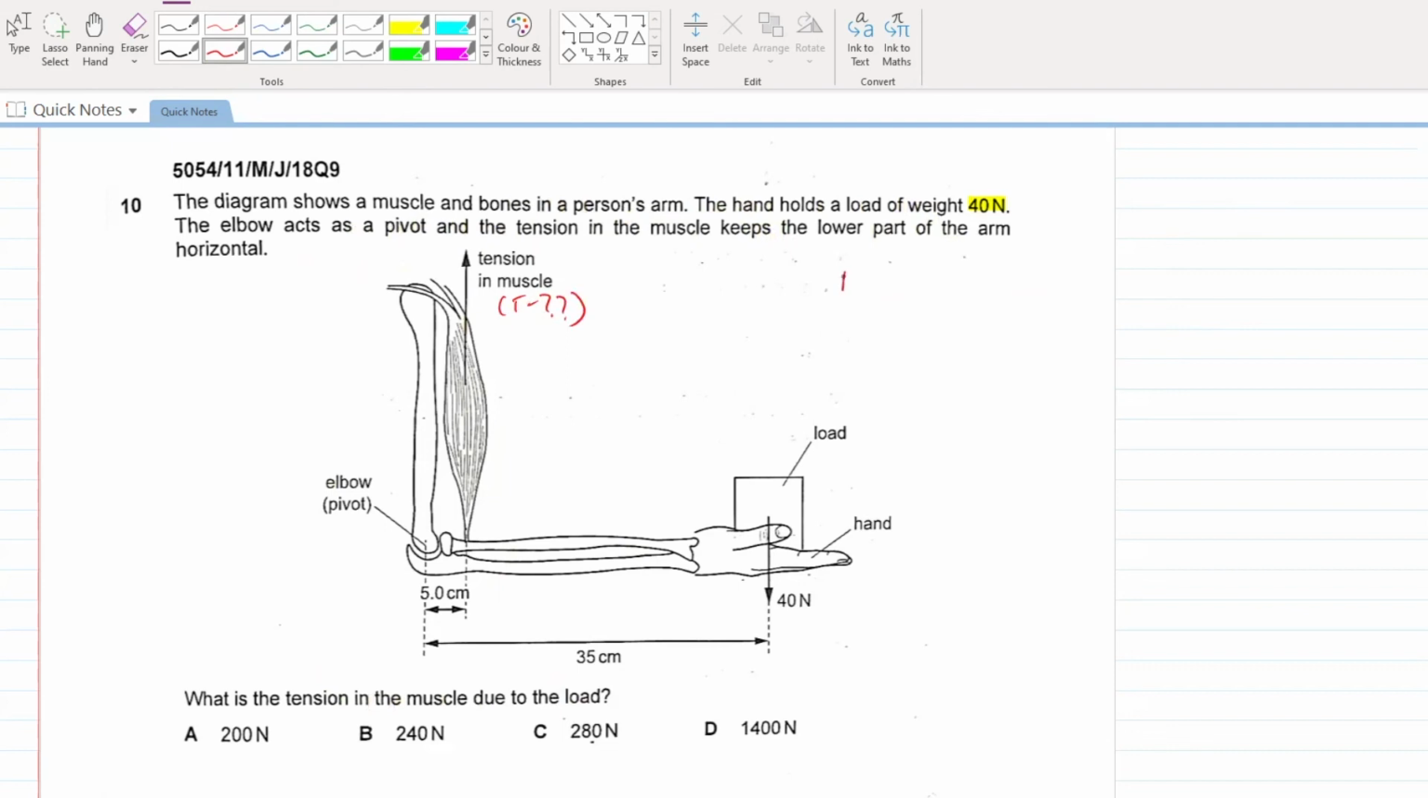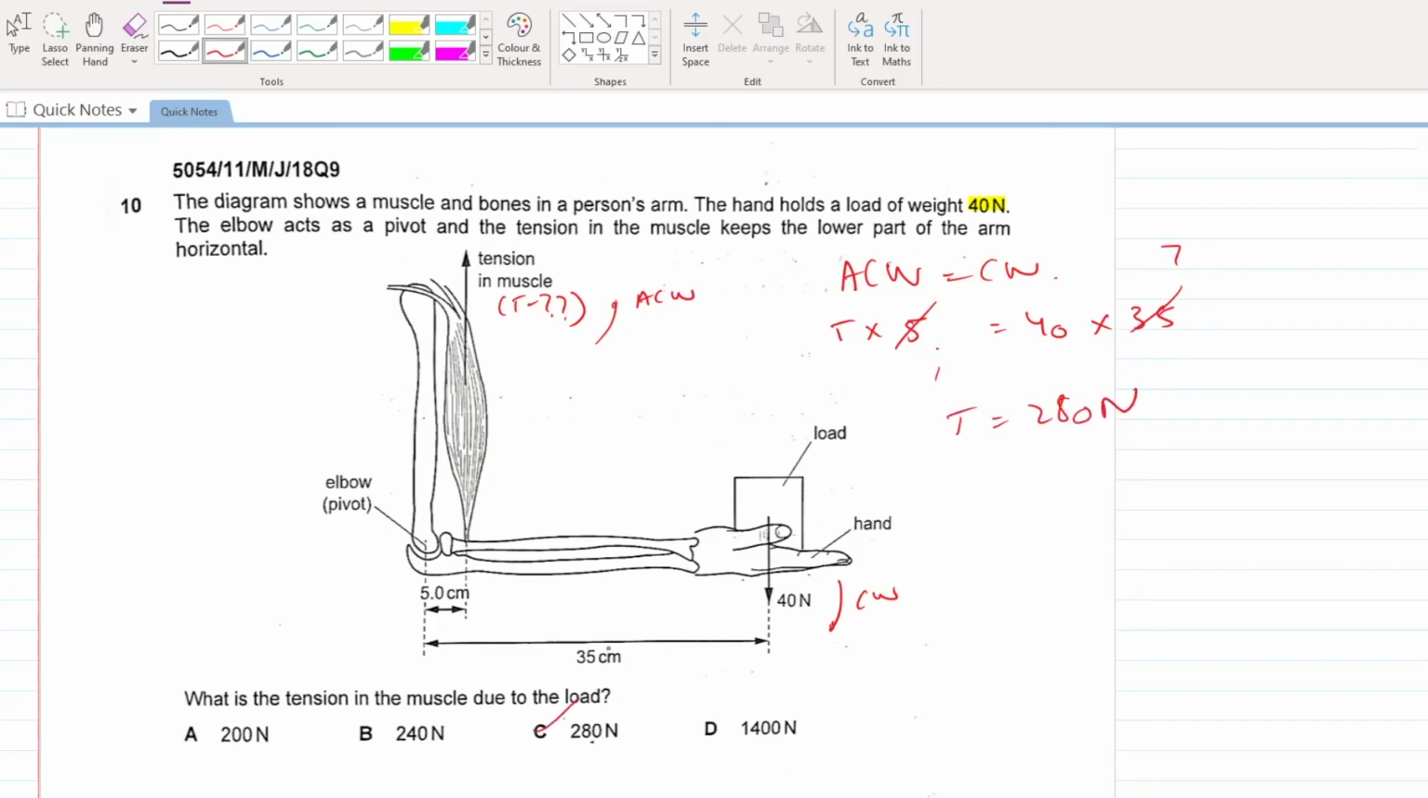What will we do? We know anti-clockwise moments is equal to clockwise moments. This force will cause a clockwise moment, that is equal to 40 into 35. This tension will cause an anti-clockwise moment. So tension multiplied by the distance, that is 5. This becomes 1, this becomes 7. The tension is equal to 280 Newton.